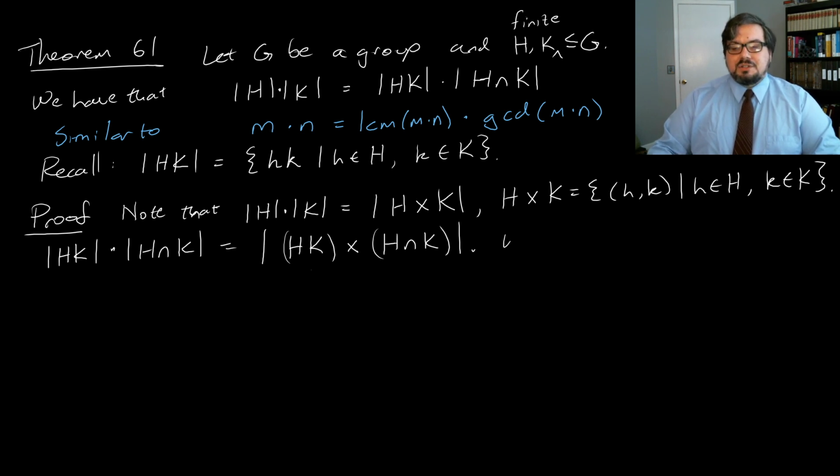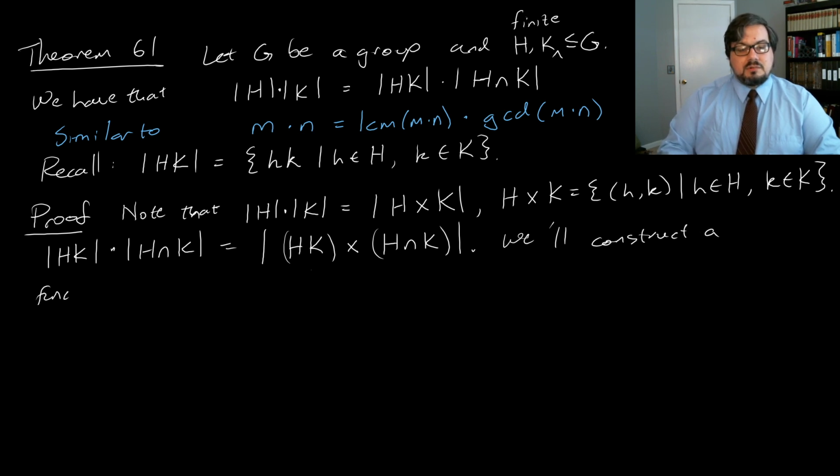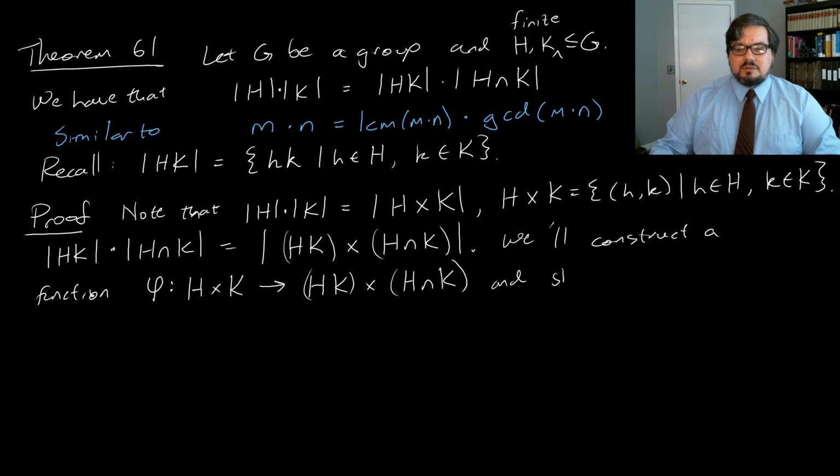And what we're going to do is construct a function phi that goes from H cross K to HK cross H intersect K, and show it's a bijection.